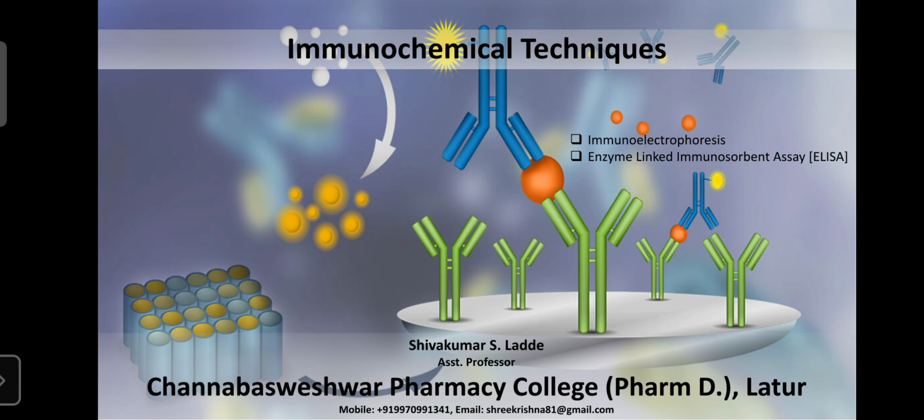The second one we discuss today is the enzyme linked immunosorbent assay, also known as ELISA. ELISA is a modified form of radioimmunoassay. In radioimmunoassay we use a radioligand for targeting the molecules, but in the enzyme linked immunosorbent assay we use a particular type of enzyme to identify the targeting molecules. That's why it is known as the enzyme linked immunosorbent assay, or ELISA. ELISA is popular for the diagnosis of HIV or AIDS.